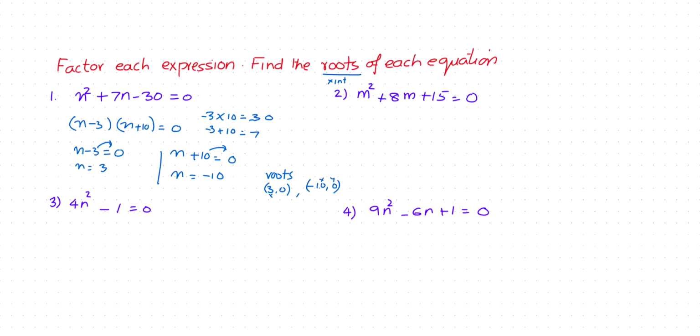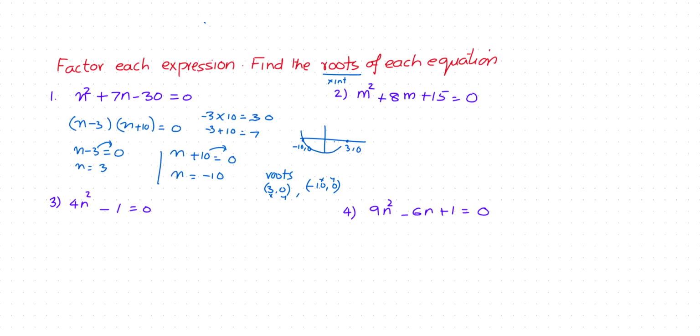If you draw the parabola, you can draw it anywhere here. So the roots are 3 and 0. So 1, 2, 3 and 0 here. And the other root is negative 10, 0. So negative 10 will be here and 0. And this is positive, so maybe the parabola will open upward like this.